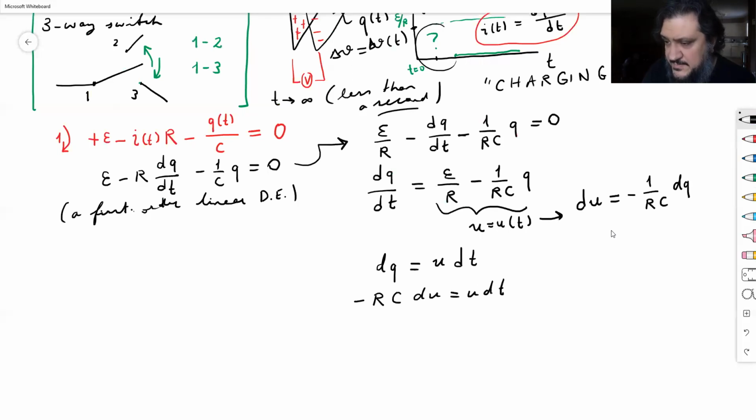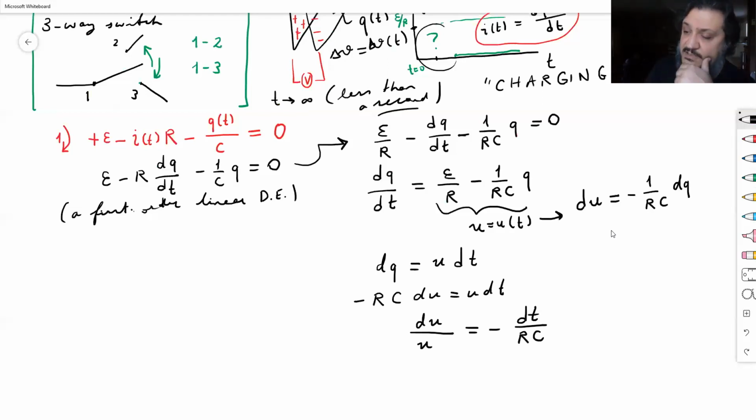Okay, let's divide both sides by u and also by negative RC. So I will have here du divided by u equals negative dt over RC. RC is just a constant, okay? It'll have a special name, by the way. It's going to be called the time constant. And you can tell right away, you have time here. Time is measured in seconds, and RC, whatever that is, should also have units of seconds. It's the dimension of time.